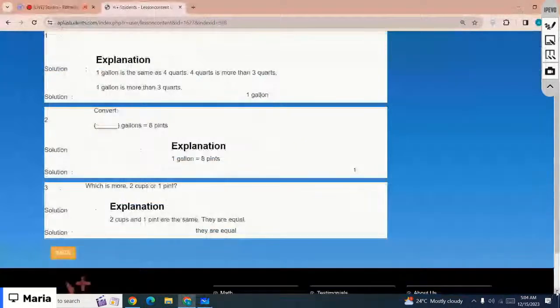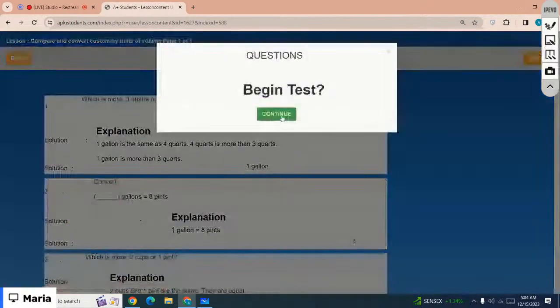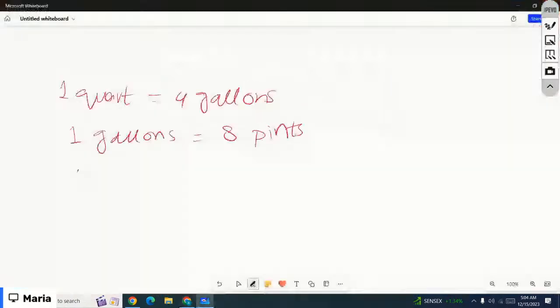Okay, which is more, 2 cups or 1 pint? Basically they both are the same, right? Because in 1 pint you have 2 cups. 1 pint equals 2 cups. You can note down these basic conversions.